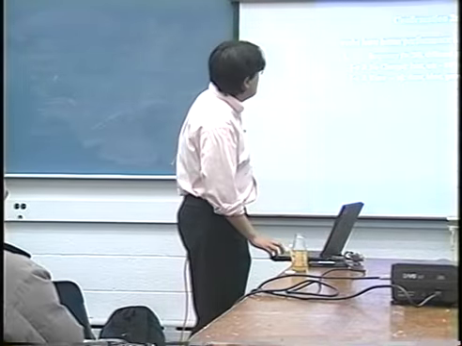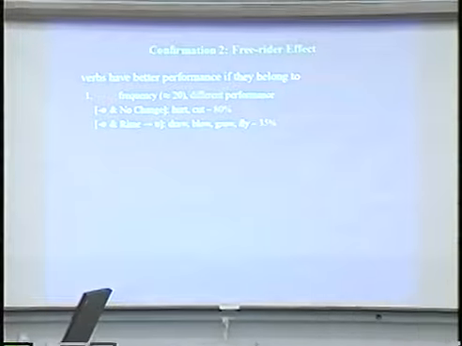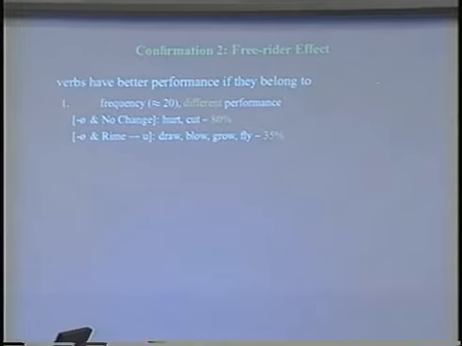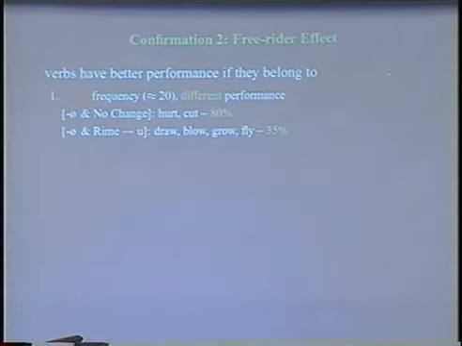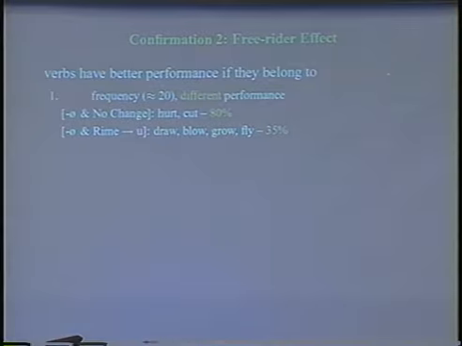And we'll see that this frequency-performance correlation completely breaks down when you look at verbs that belong to different classes. So two verbs may be of comparable frequency, but if a verb belongs to a bigger class, then it's predicted to be used better. So here we have two classes and some verbs: hurt, cut, draw, blow, grow, fly. Fly doesn't look anything like grow or blow, but they're in the same class.